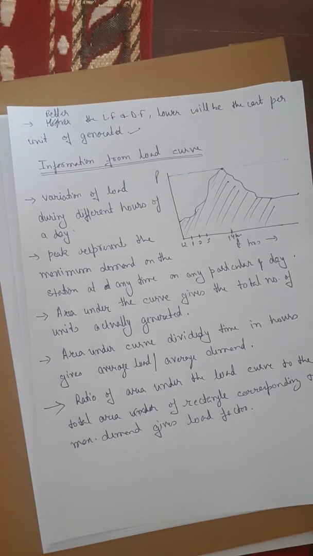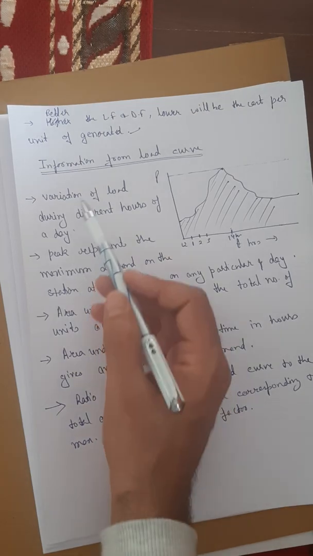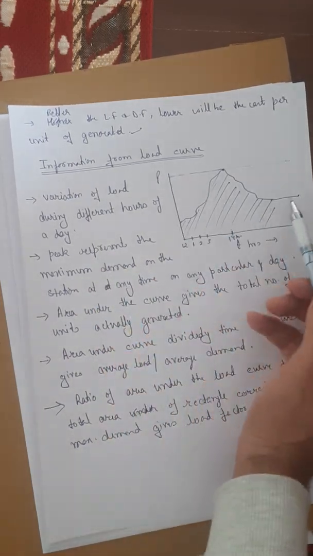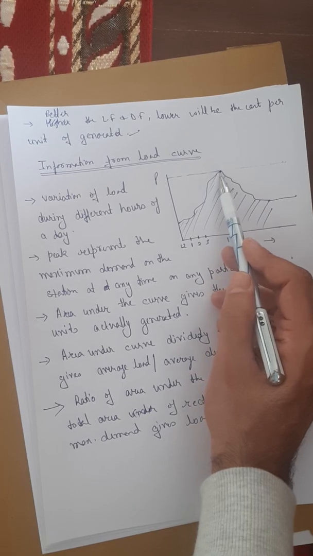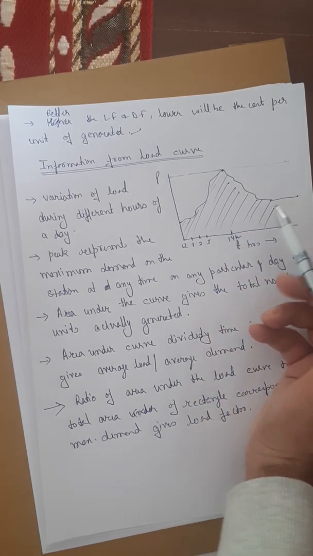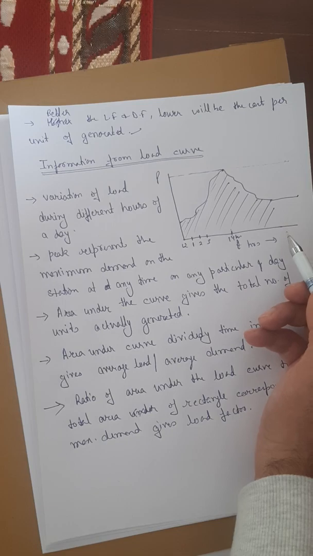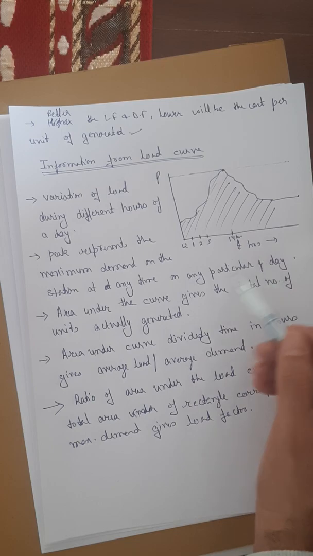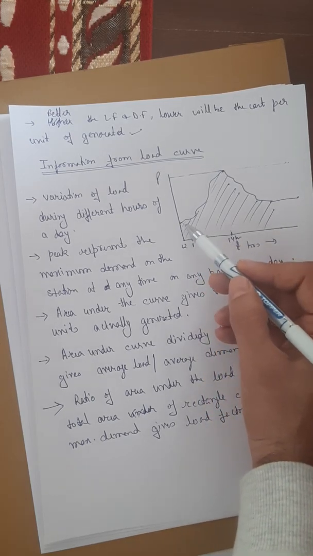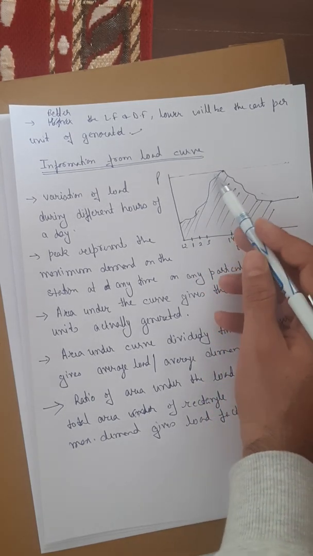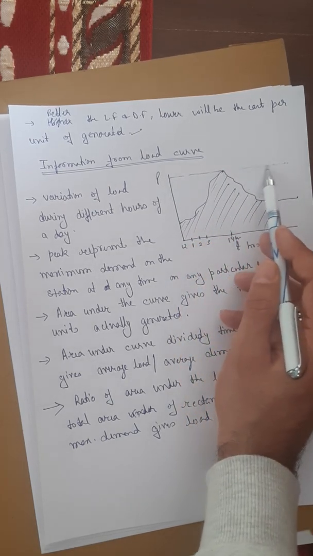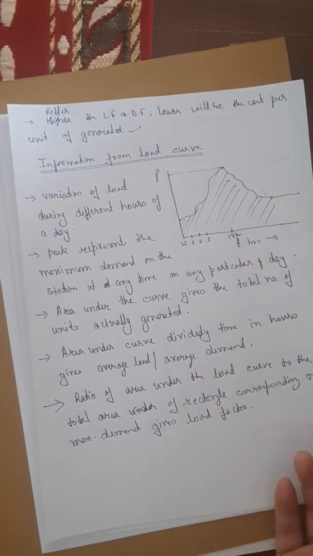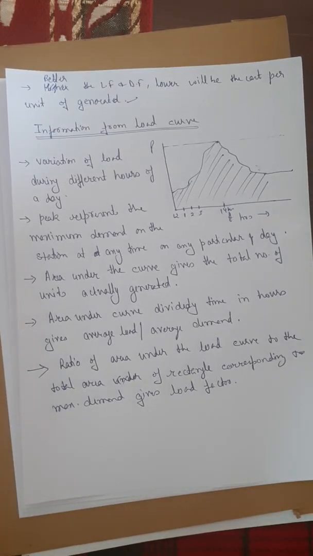So these are the 5 important pieces of information which we get from a load curve. Number 1, variation of load with respect to time; maximum demand; total number of units generated; then the total number of units generated divided by time in hours gives you the average load. Then the area under the load curve divided by the area of the rectangle corresponding to the maximum demand gives you the load factor. So these are the 5 important informations which we get from the load curve.